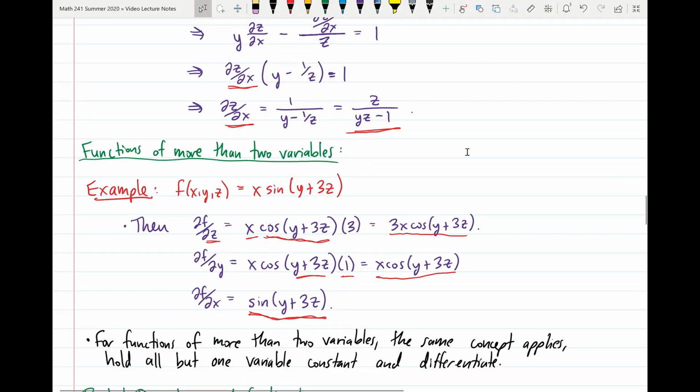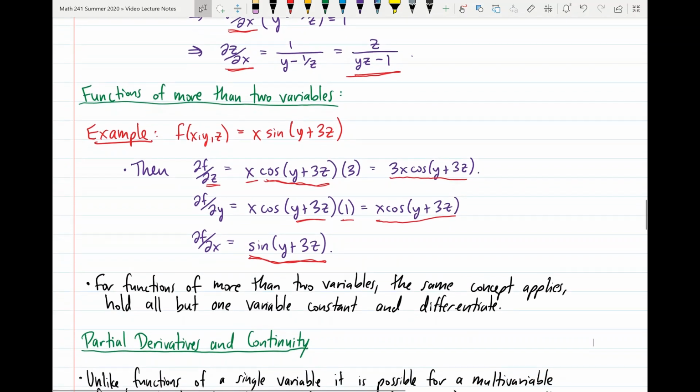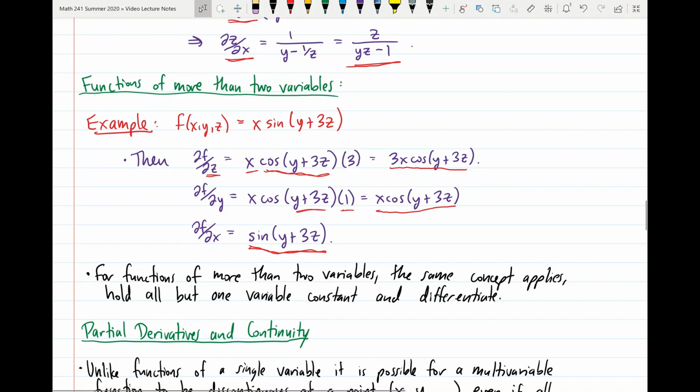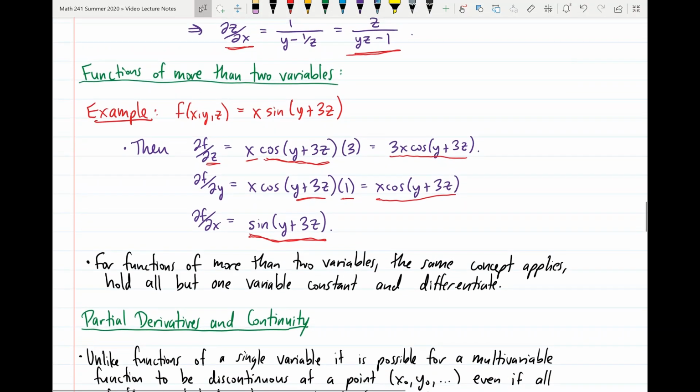Okay, so now that we've talked about functions of two variables, let's talk about partial derivatives for functions of more than two variables. So for functions of more than two variables, the same concept is going to apply in that we are going to hold all of the variables constant except for one and then differentiate with respect to that variable that is not being held constant. So let's give an example here.